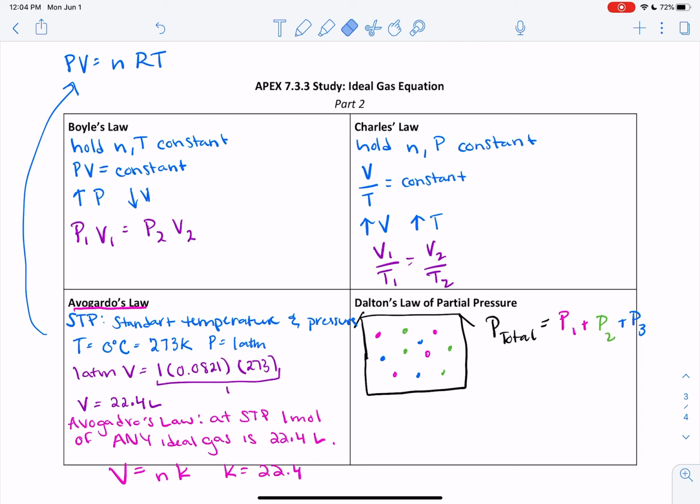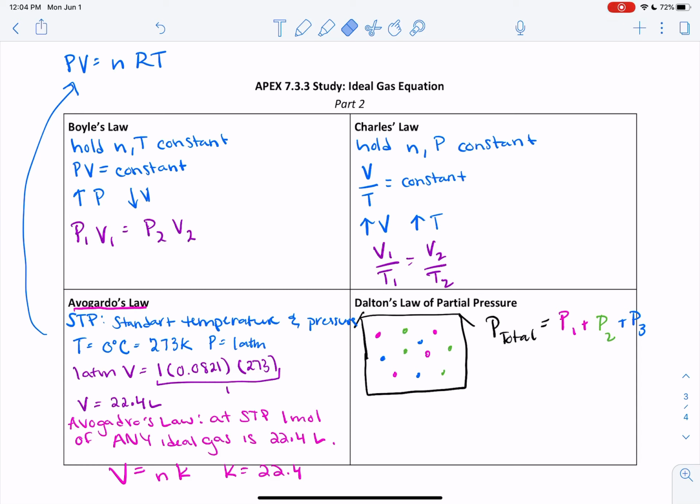So if you look at just Boyle's Law, that's looking at just the pressure and the volume using the ideal gas equation. Okay? If you look at Charles' law, that is looking at just the volume and the temperature using the ideal gas equation. If you look at Dalton's law of partial pressure, this is a way of applying the ideal gas equation by saying that the total pressure in a container is the sum of the partial pressures of all of the individual types of molecules of gas in that container.